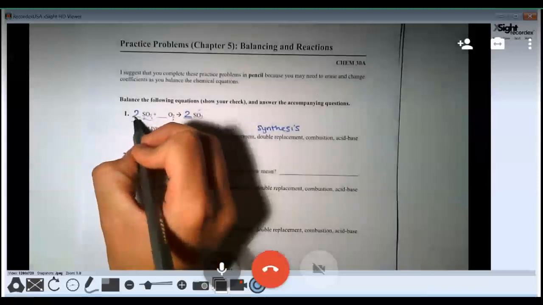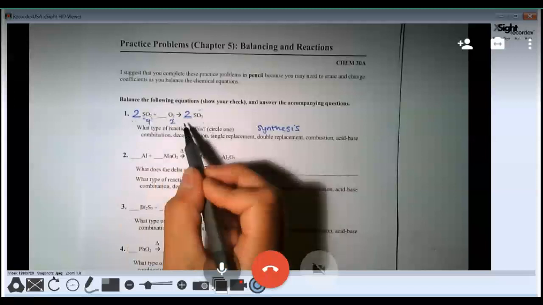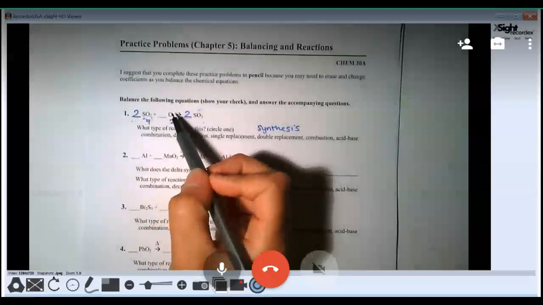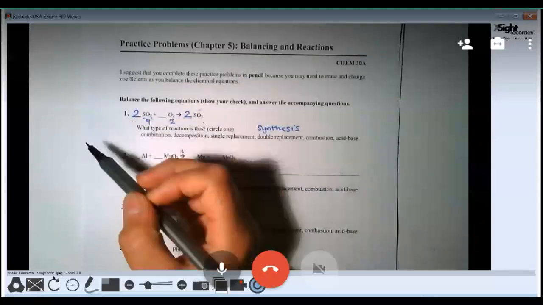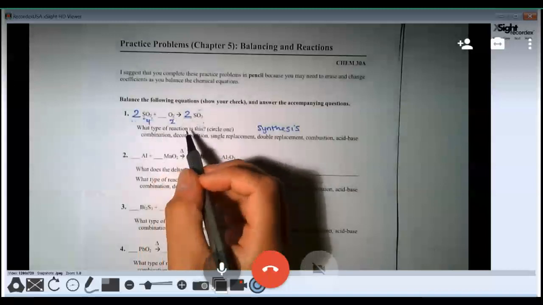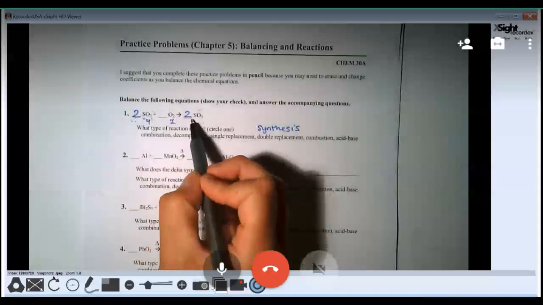So we're going to put that 2 over here, and that makes it to where we have 4 oxygens in this first compound and 2 in the second to get to a total of 6. But if we put the 2 on the O2, then we'd still be short sulfurs even though we fixed our oxygen problem. So we want to do the least number of steps to balance our equation. So now we have 2 SO2, O2, and 2 SO3.